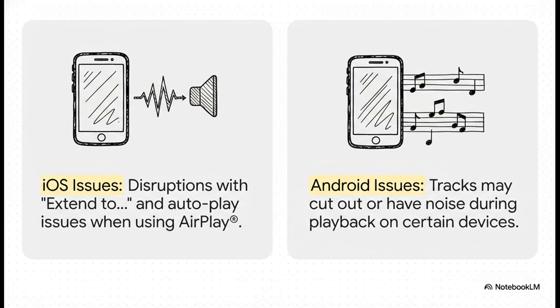And to their credit, Nintendo is also really transparent about a few bugs they're working on. For iOS users, that Extend To feature we just talked about might have a few hiccups, and sometimes the next track might not autoplay over AirPlay. And for Android users, on certain devices, you might get a little audio noise or have tracks cut out. They know about it, and you can bet they're working on a fix.